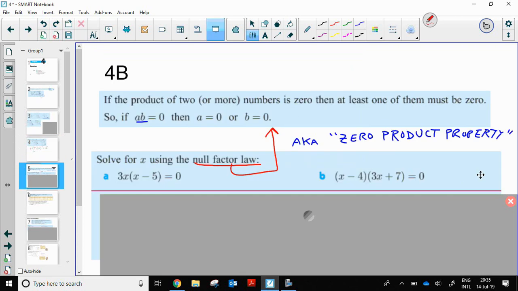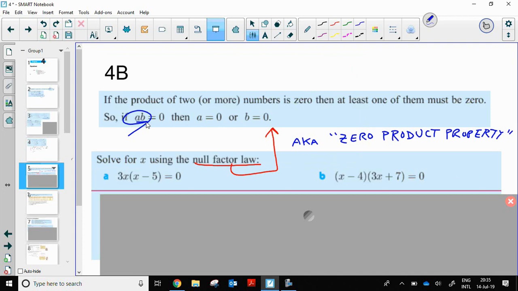Okay, moving to section B, we know that when we have a product of numbers and the answer is 0, then at least one of the factors being multiplied together must have been 0. And it's true when there are two things being multiplied together, but it's also true when there's 3 or more.